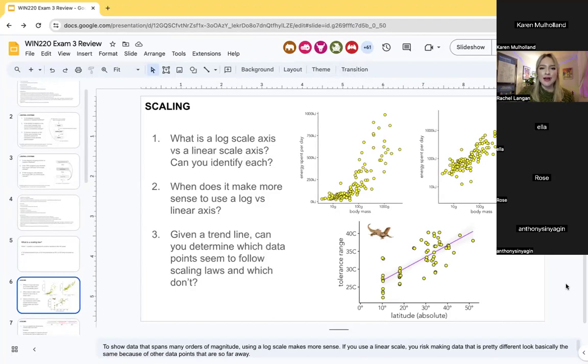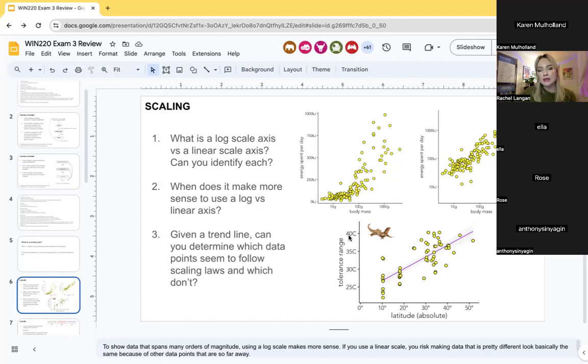So a linear scale axis is one that increases by addition. So as you go from one number to the next, it increases by some number. And when you go to the next number, it should increase by that exact same number. So for example, here I have tolerance range. You can see that going from 25 to 30 has increased by 5. The next number also increases by 5. The next number also increases by 5. That is a linear axis. It's increasing additively by the same amount.